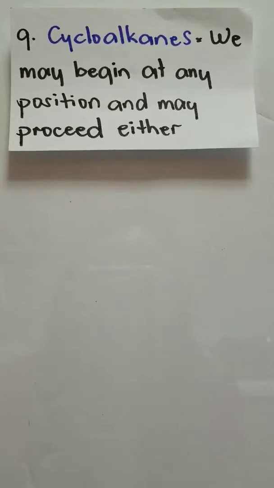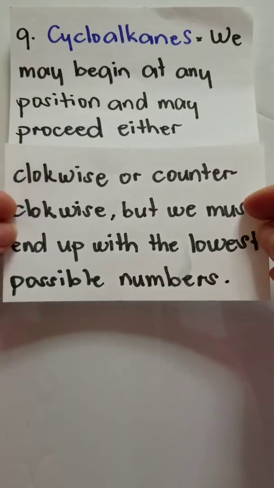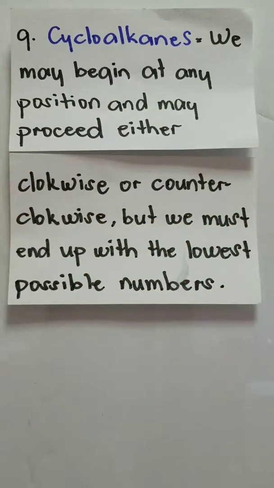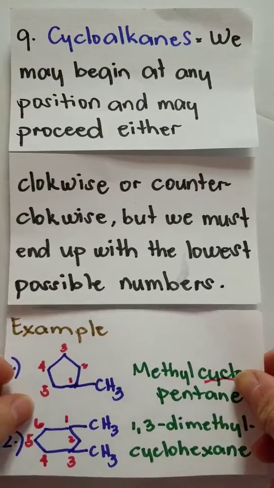Okay, now let us proceed to our tutorial. The last part of our alkane hydrocarbon compounds discussion is the cycloalkanes. What is a cycloalkane? In cycloalkanes, we may begin at any position and may proceed either clockwise or counterclockwise, but we must end up with the lowest possible numbers. So we're talking about the location of the carbon atoms present in the structure. I have here an example for the location of the carbon atoms present in the structure.